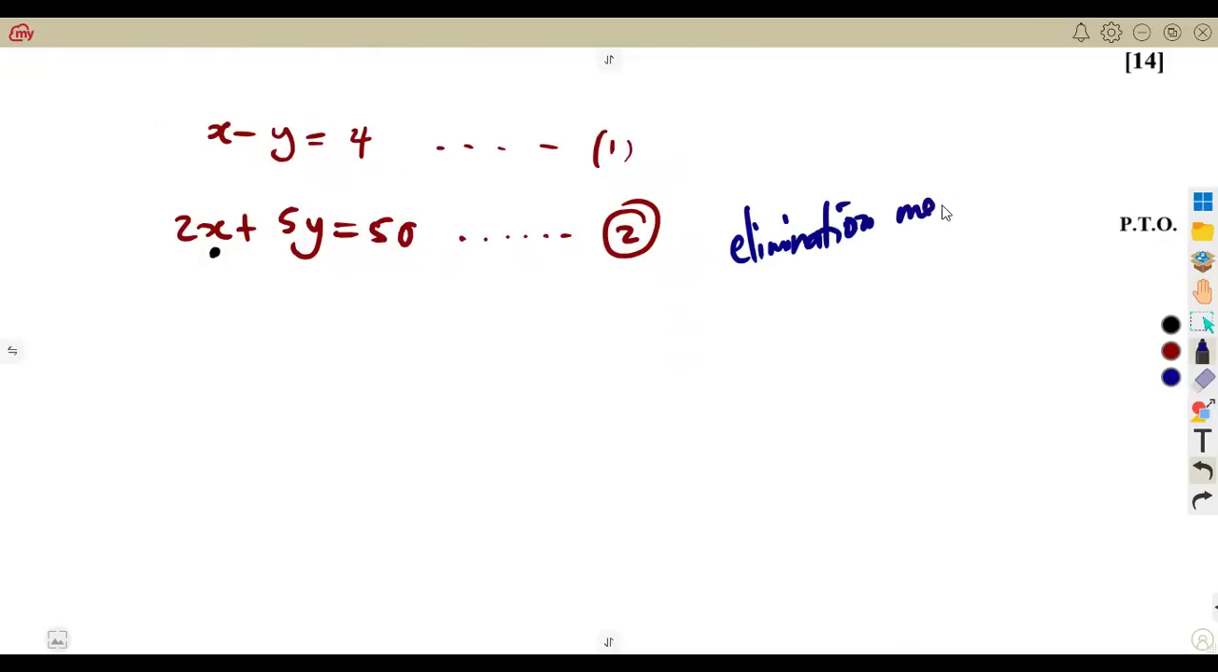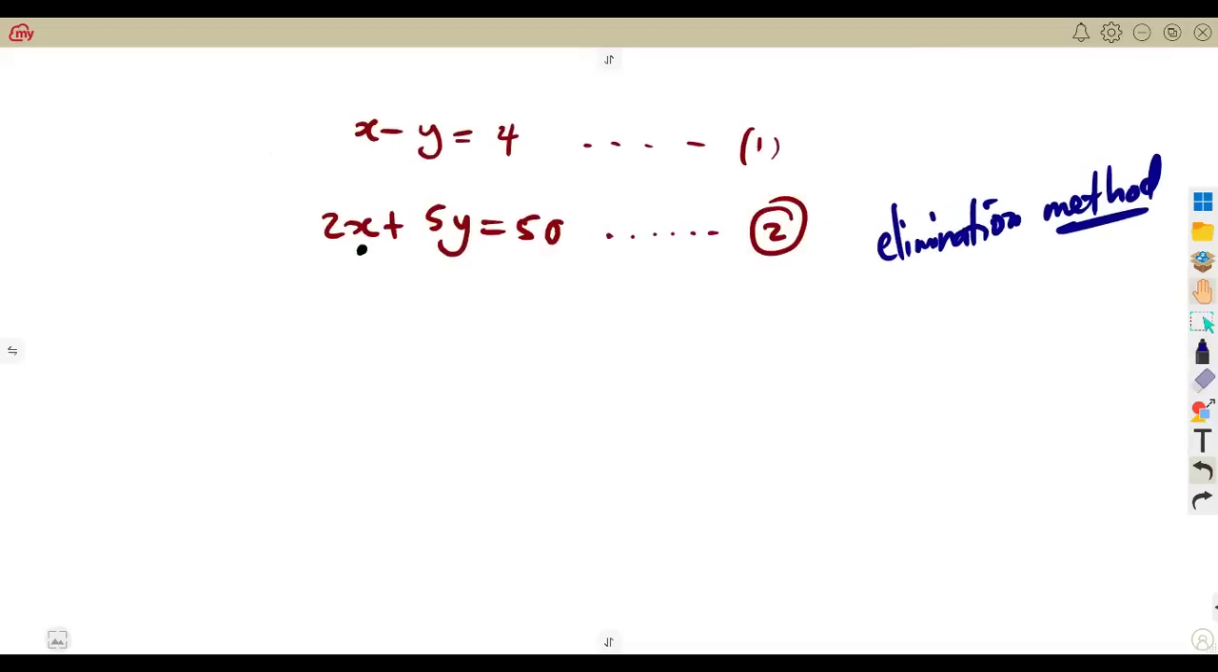By elimination method, you can eliminate any part. You can eliminate the part of x. You can eliminate the part of y. So in this case, there is nothing that is common. We cannot say x is easier, y is easier. It's up to you. It's in your hands. Which part are you going to choose first to eliminate?